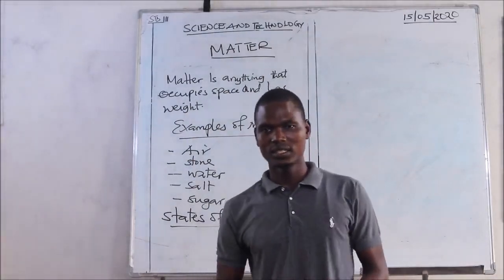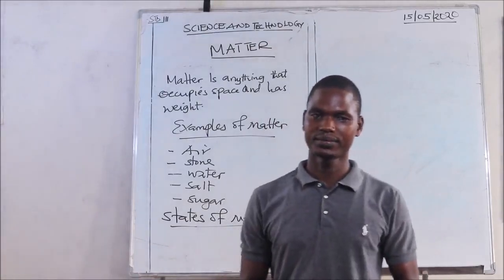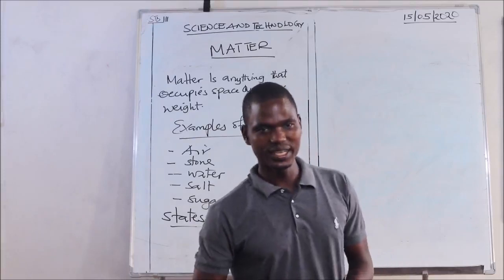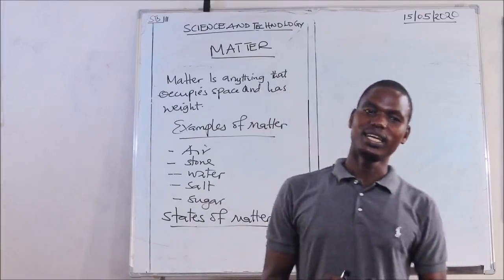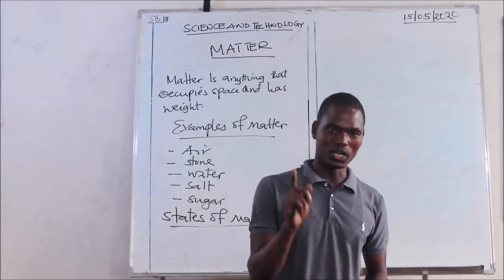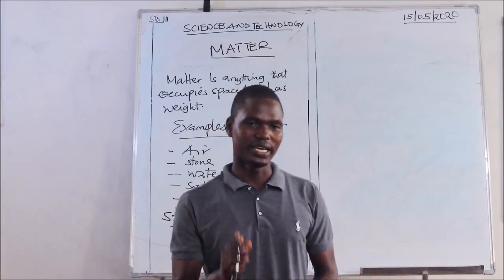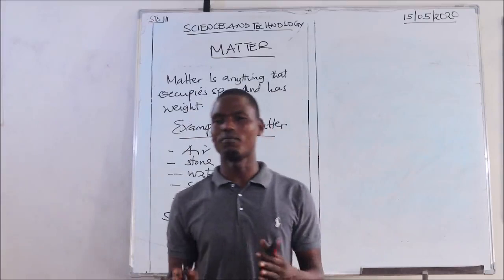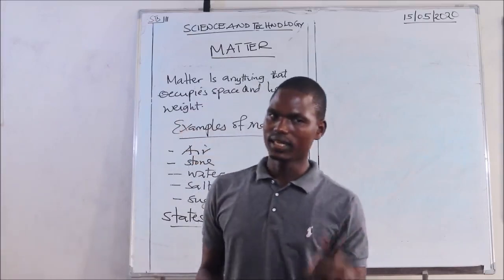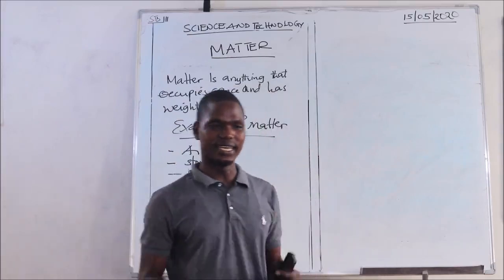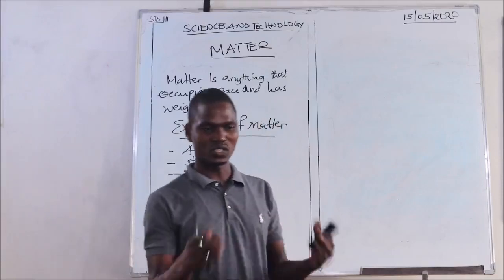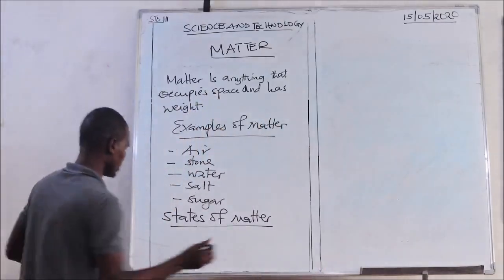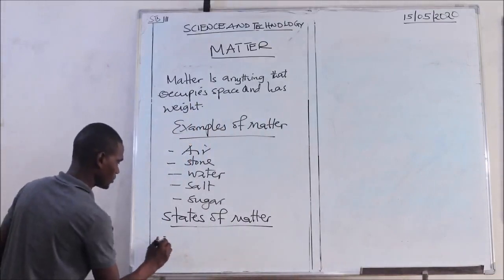These are solid. The second one is liquid, and the last one is gas. Solid, liquid, and gas. Those are the most common states of matter. Gas, liquid, and solid, or in whatever way. Those are the three states of matter. So let's write here.